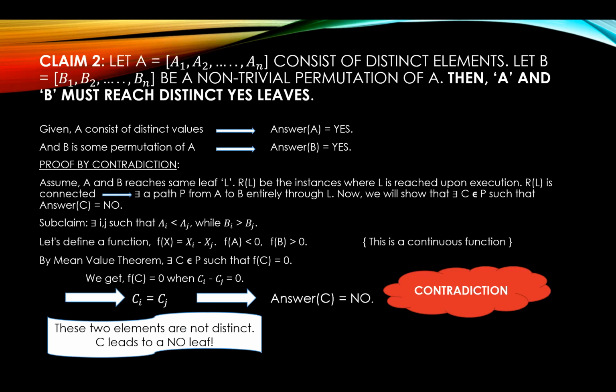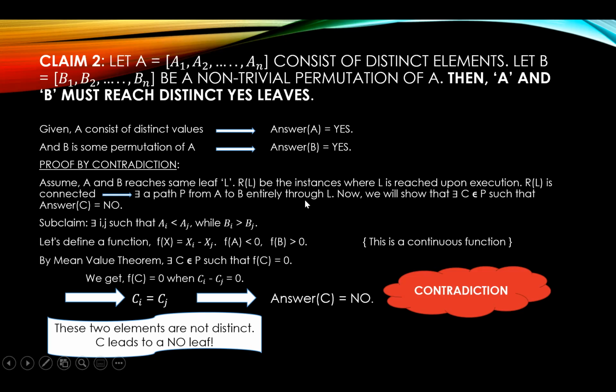The way we are going to prove this claim is by proof by contradiction. For the proof, we'll assume that A and B reach the same leaf L. We have already defined the component RL. RL are the instances where L is reached upon execution. From our previous claim, we know that RL is connected, which means there exists a path P from A to B entirely through L.